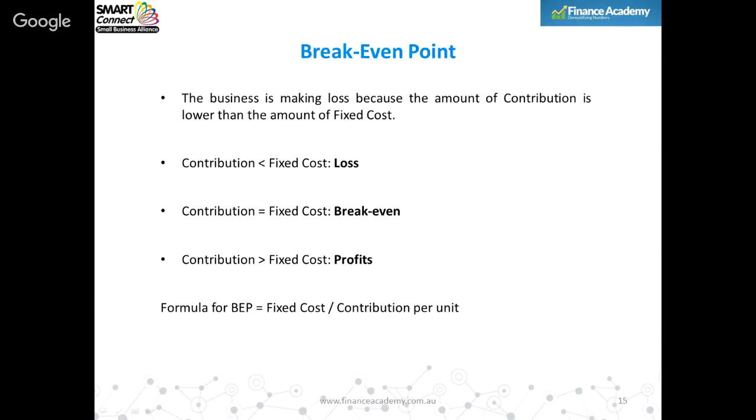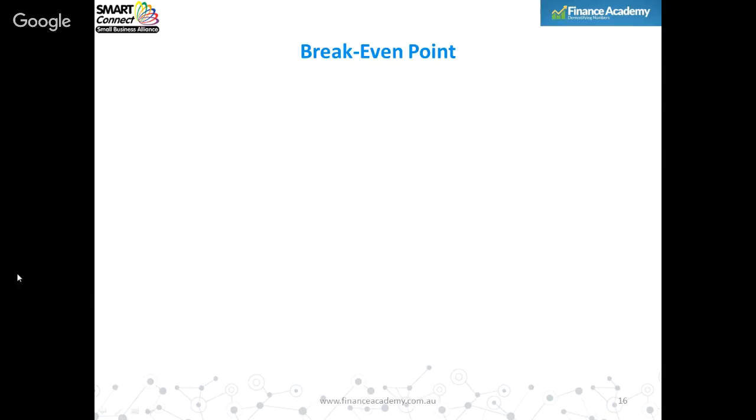When contribution is less than fixed cost, business will make a loss. When contribution equals fixed cost, business has broken even. If contribution is more than fixed cost, that is when business starts making profit. So formula for break even point is fixed cost divided by contribution per unit. Any questions so far? Shall I continue?